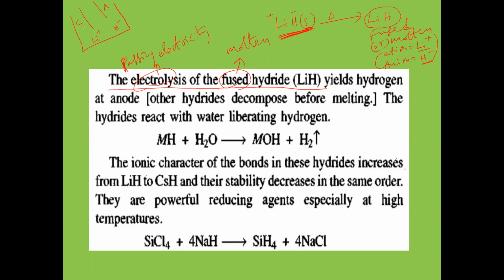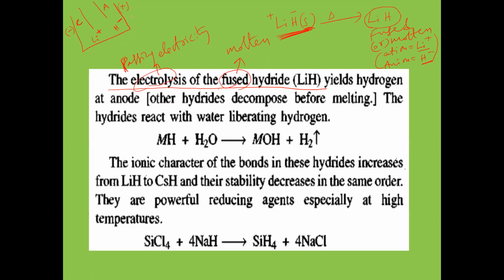Now cations are attracted by the cathode, and anions are attracted by the anode. To attract the positive cations, the cathode must have negative charge. And the anode must have positive charge so that it will attract the negative ions. So anions are attracted by the anode, and cations are attracted by the cathode.